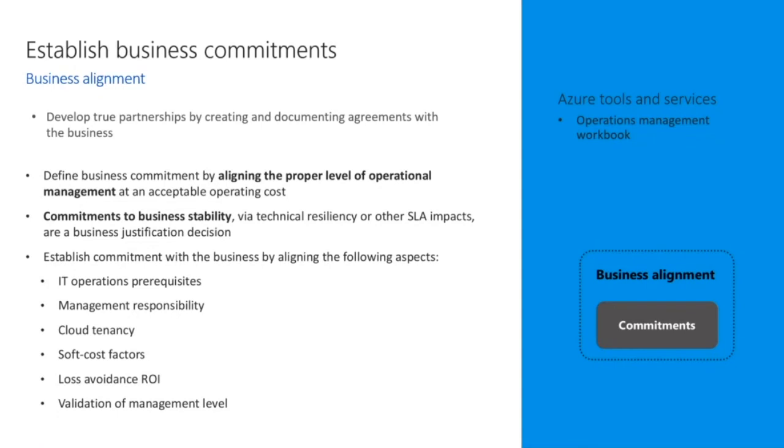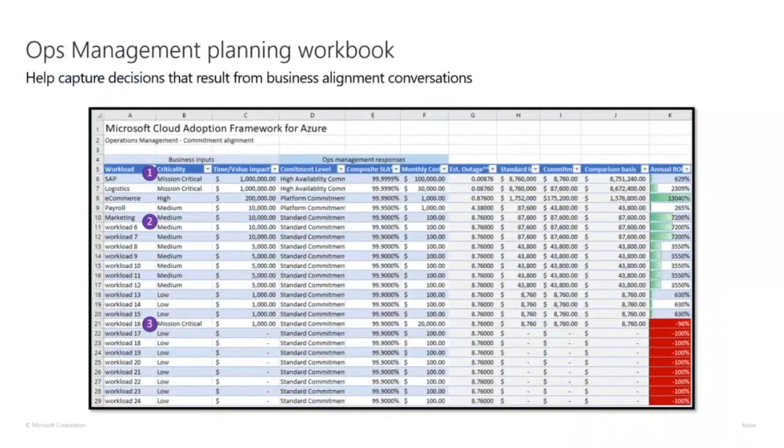So all these factors we can give it. There is a sample also available, which you can look at on the Microsoft website, which talks about different workloads. You can see that there are different workloads here, which give you criticality, time values, commitment level, SLAs, monthly costs, what happens if there is an outage, and the cost comparison.